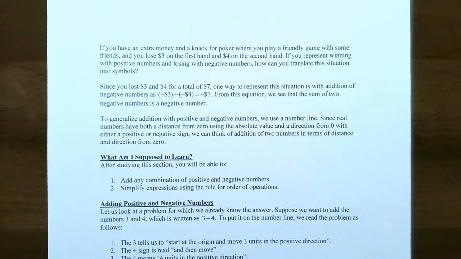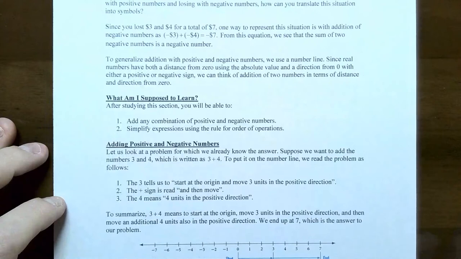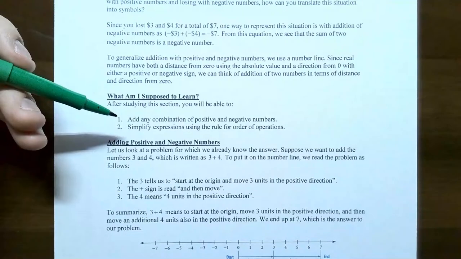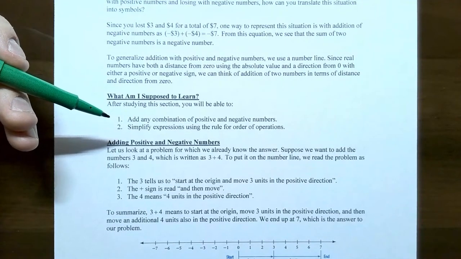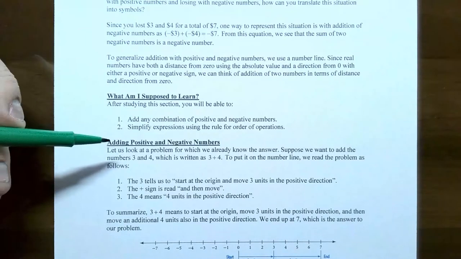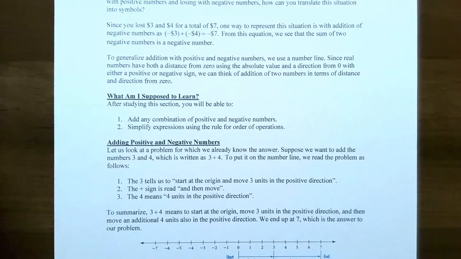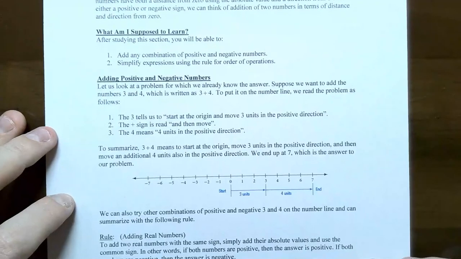So we're going to generalize this rule for adding positive numbers, adding negative numbers, or adding a combination of one positive and one negative in this section. What we're going to learn is how to add any combination of positive and negative real numbers, and how to simplify expressions involving addition and subtraction of real numbers with the order of operations. So add positive and negative numbers first.